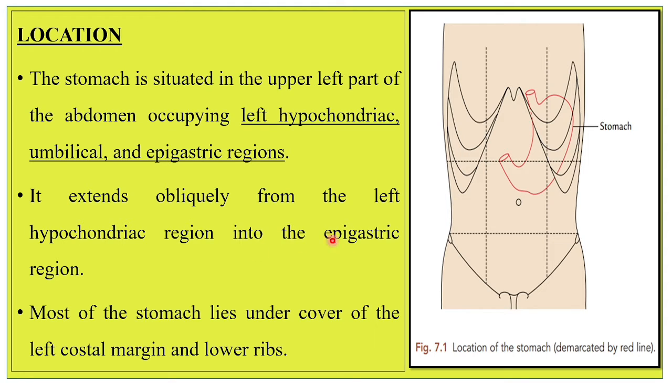It extends obliquely from the left hypochondric region into the epigastric region. The stomach is located in an oblique manner, extending from the hypochondric region towards the epigastric region. And most of the stomach lies under the cover of the lower costal margin and the lower ribs. So it will be present behind the lower left costal margin as well as the lower ribs.